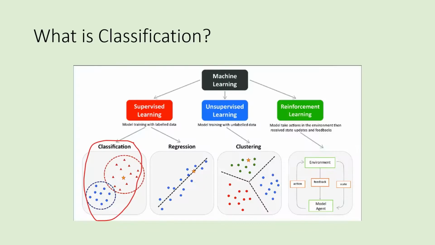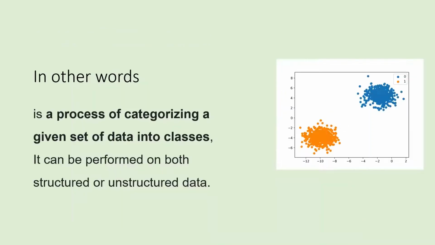Hi, in this lesson, we will explain classification in machine learning. What is classification? Classification is one type of supervised learning. This technique is used to predict categorical labels, unlike regression when we predict continuous values. In other words, classification is a process of categorizing a given set of data into classes, two or more classes. It can be performed on both structured or unstructured data.